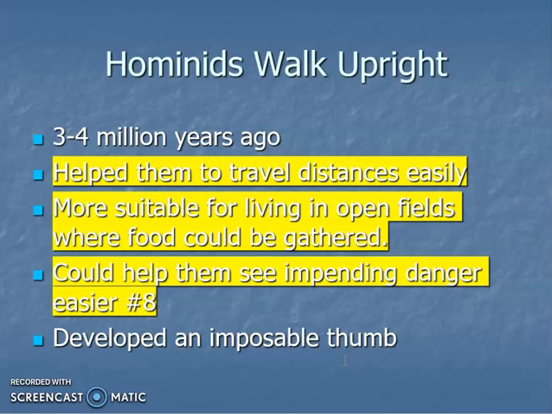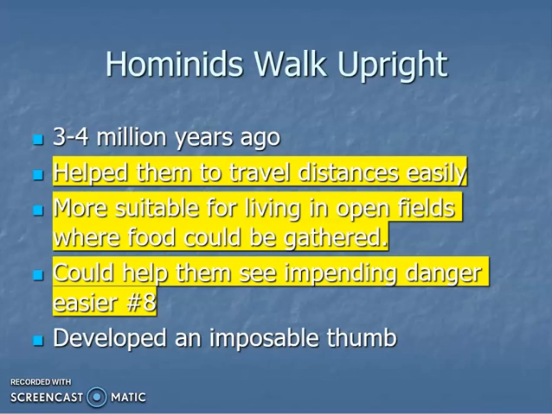Hominids walking upright. They believe that these apes were able to walk upright around 3 to 4 million years ago, and they're basing that pretty much solely on Lucy and a few other skeletons that they found, using carbon dating to determine how old they are. Why is walking upright good? Well, it's good to travel long distances, more suitable to live in open fields, and you can see impending danger. There's number 8.